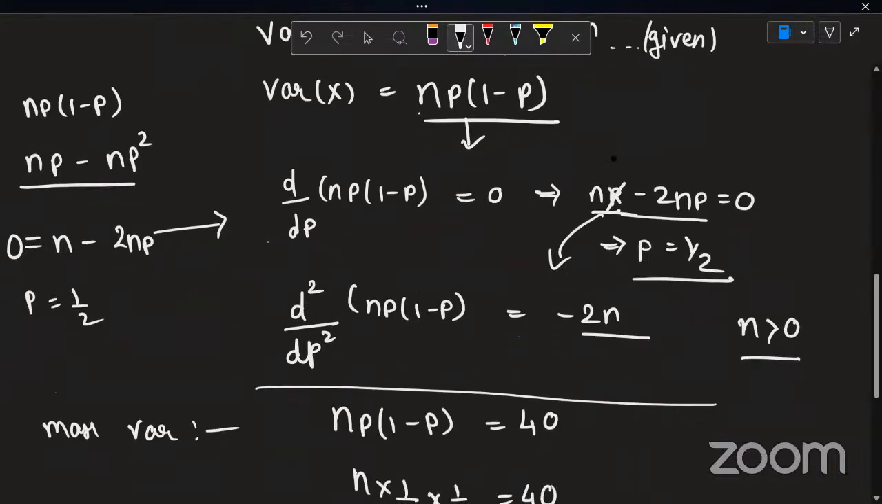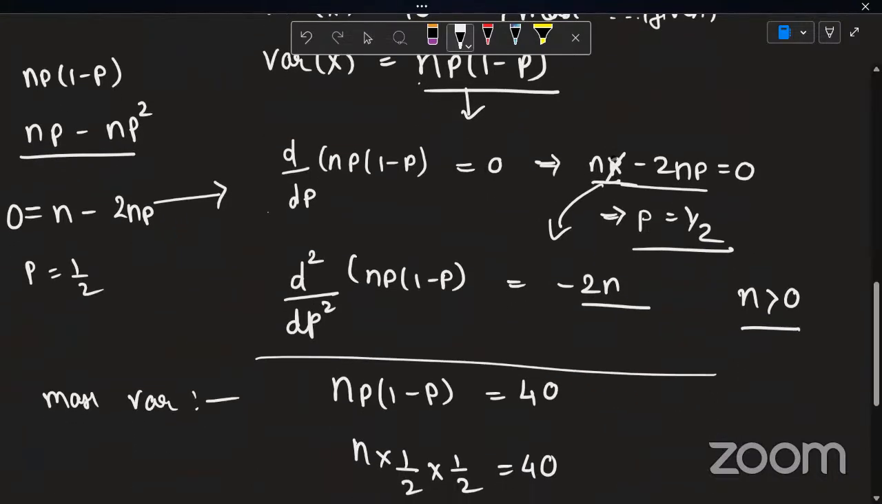Ma'am, in the second derivative? Yeah, in the second derivative, okay. This is the second derivative for this term. For this, I know the first derivative is n minus twice np. Once you differentiate it again with respect to p, this part will be 0 and this part will be minus twice n. Okay? Did you get it or should I write? No, ma'am, got it.